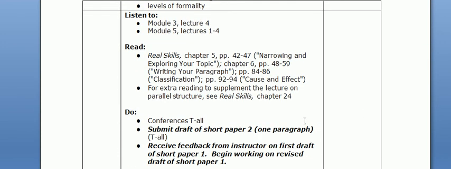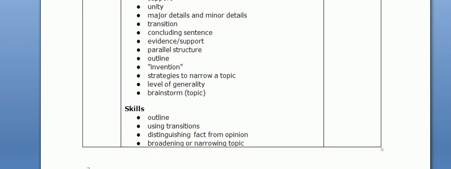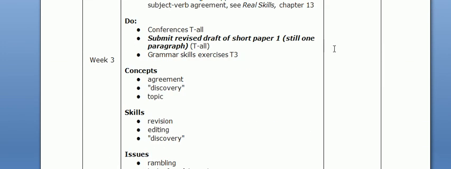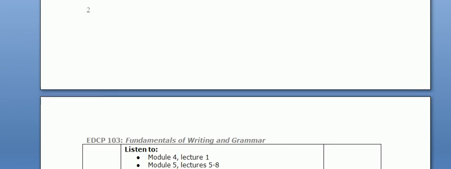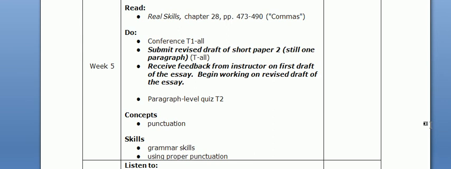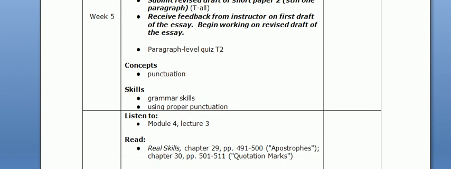In week 2, students will submit a draft of short paper 2 and receive feedback from the instructor from paper 1. In week 3, they'll submit a revised draft of short paper 1. In week 4, they'll submit a first draft of the essay and they'll receive feedback from the first draft of paper 2. In week 5, they'll submit a revised draft of paper 2 and receive feedback from the first draft of the essay. You also have a quiz here and some other tasks.